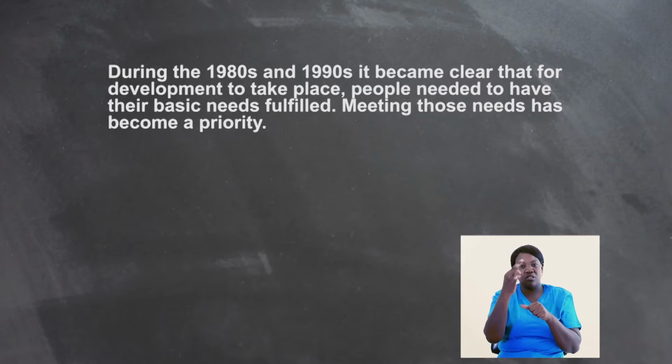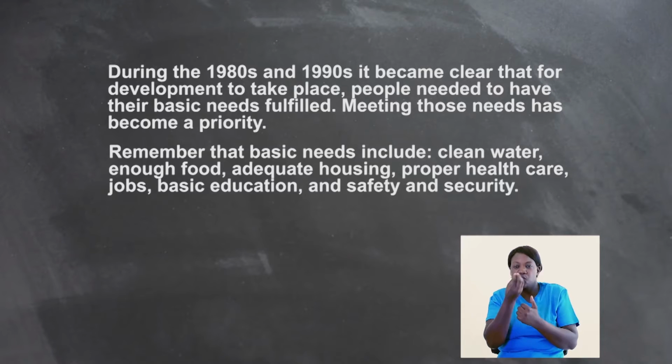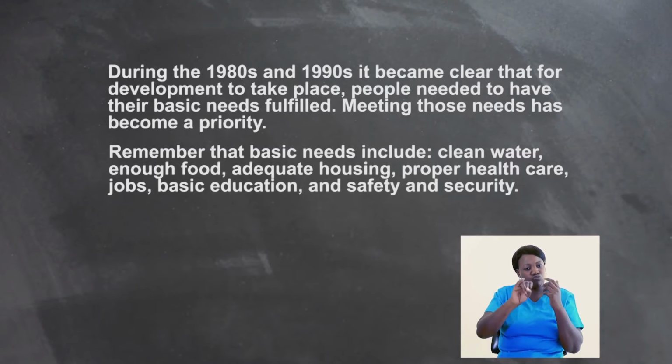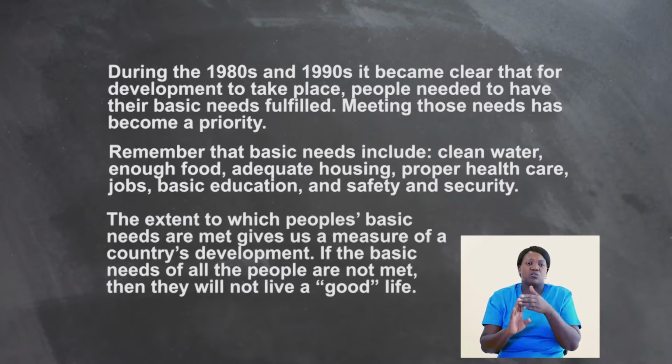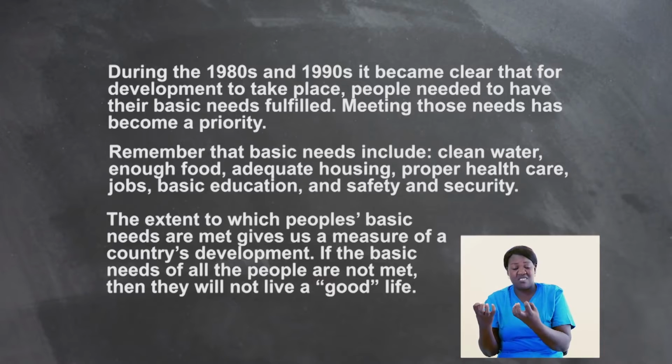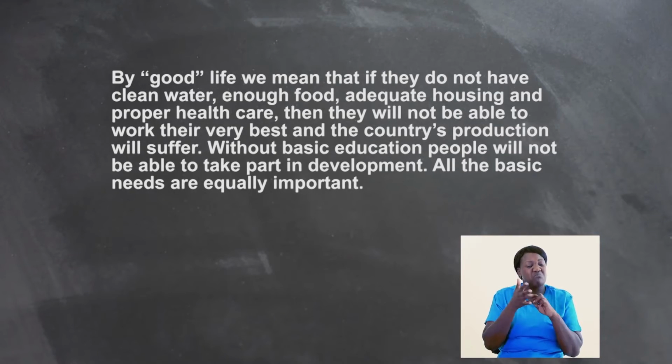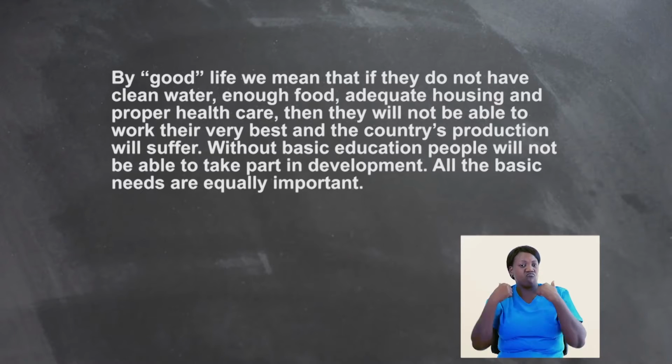Another indicator of social well-being is basic needs. During the 1980s and 1990s, it became clear that for development to take place, people needed to have their basic needs fulfilled. Meeting those needs has become a priority. Remember that basic needs include clean water, enough food, adequate housing, proper health care, jobs, basic education, and safety and security. The extent to which people's basic needs are met gives us a measure of a country's development. If the basic needs of all the people are not met, then they will not live a good life. If they do not have clean water, enough food, adequate housing, and proper health care, then they will not be able to work their very best and the country's production will suffer. Without basic education, people will not be able to take part in development. All the basic needs are equally important.